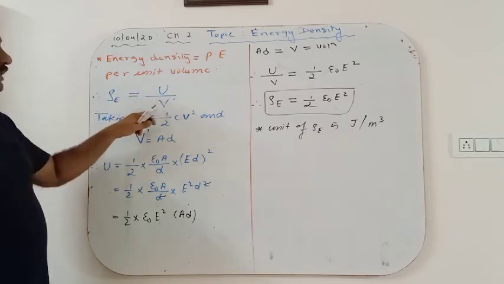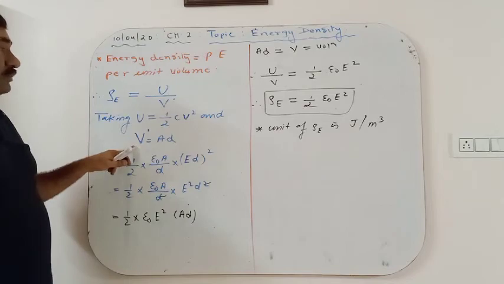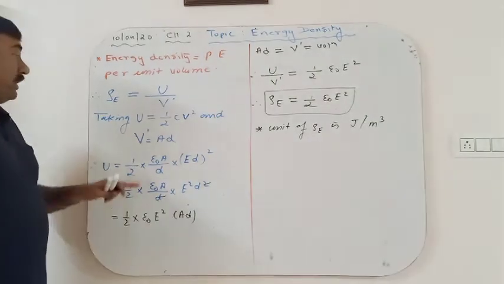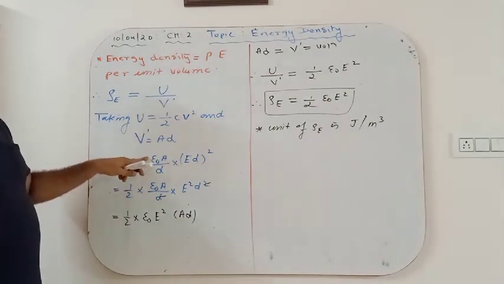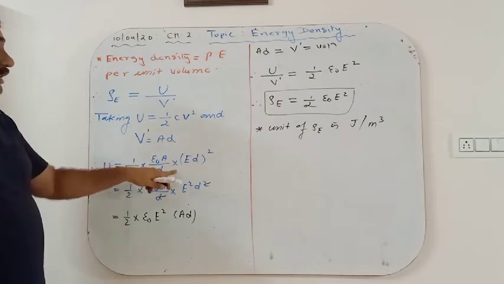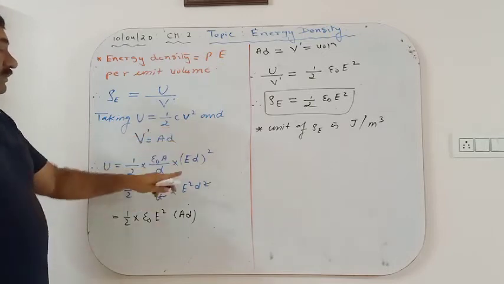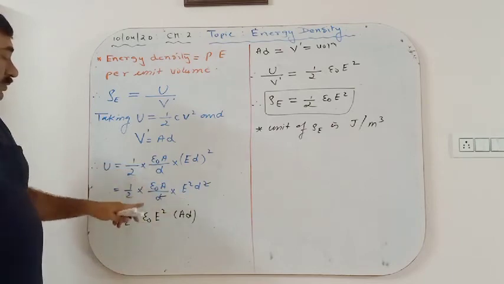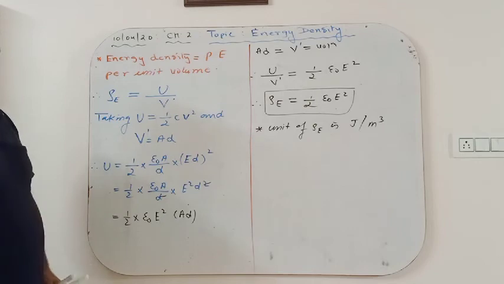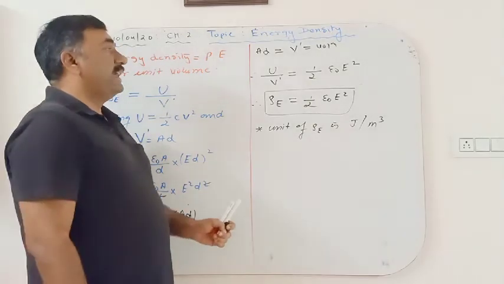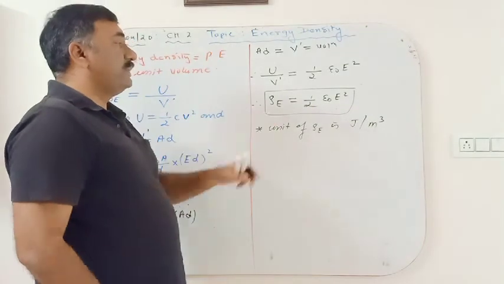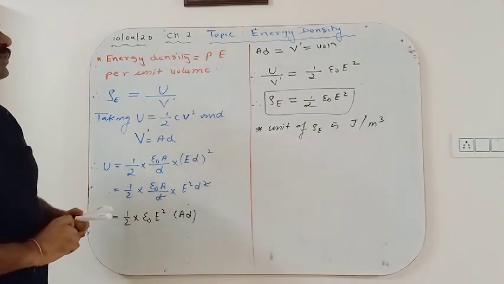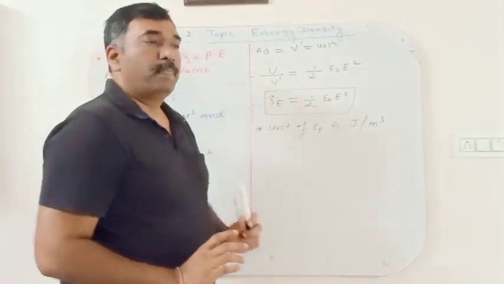U by V: U is equal to half CV square, and volume, that is V dash, is equal to area multiplied by distance. And C for the capacitance of a parallel plate capacitor is epsilon 0 A by D, and V is the potential difference, so V is equal to ED. So simplify here, D cancels, so epsilon 0 E square, and A into D is to be taken as V dash, that is the volume. So U by V dash is equal to half epsilon 0 E square, so rho E is equal to half epsilon 0 E square, and the unit of energy density is joule per meter cube. Okay, thank you.